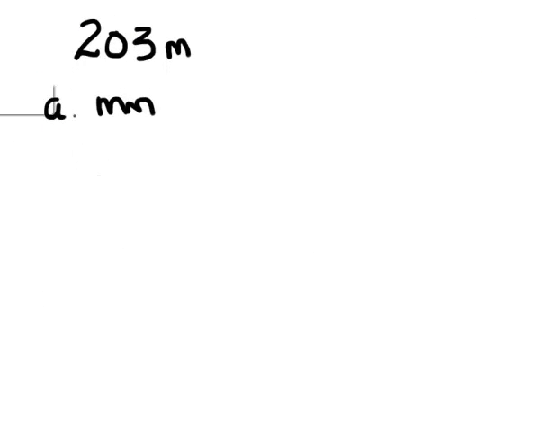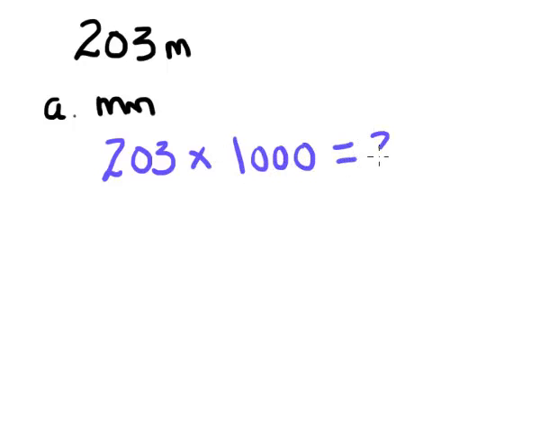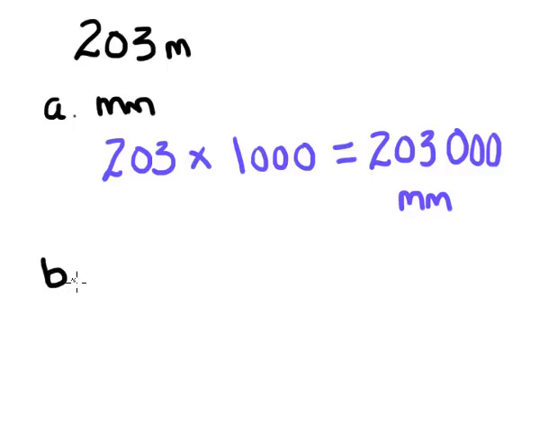So we're going to say 203 multiplied by 1,000 gives you 203,000. And you remember to always write your units, and your units here are going to be millimeters. Next, let's convert the same one, but this time let's convert it into centimeters.